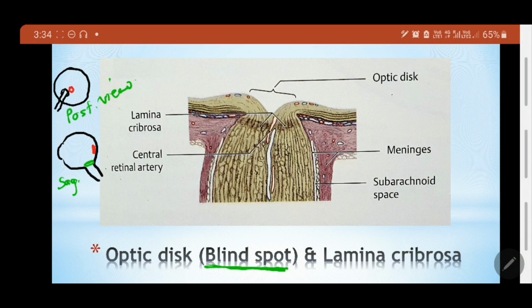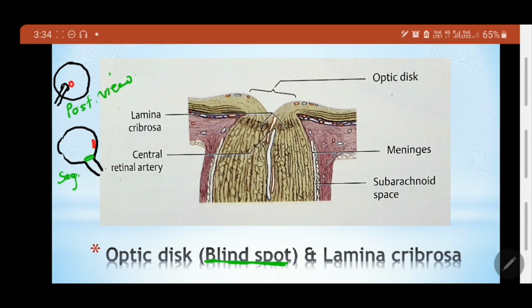Now look here. I could have zoomed it, but it's not zooming, I don't know how. So this area you're seeing is the retina, right? This is the retina, this is the retina.